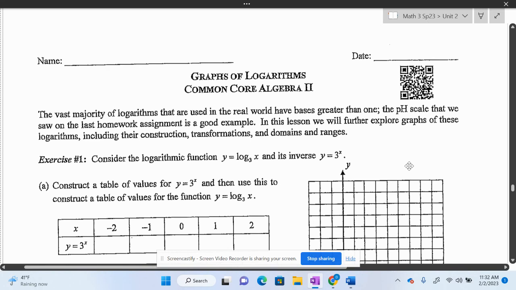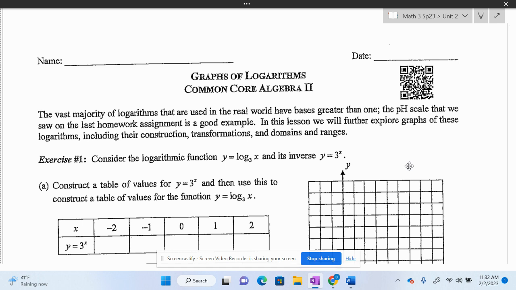So how did last night, while we wait for Zach, how did last night's homework go? Were there any questions that you didn't know how to do and you would like me to do on the board for you really fast? Everything went well last night? Okay. How's the Delta Math going?